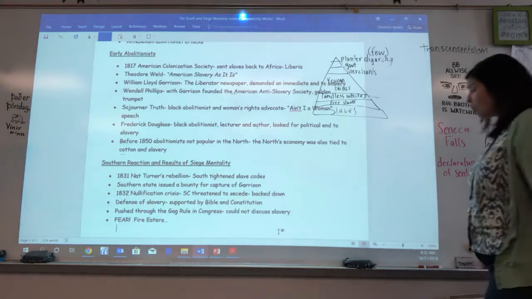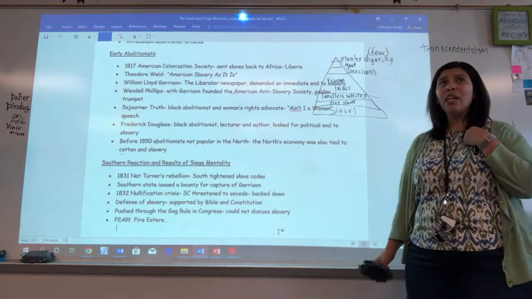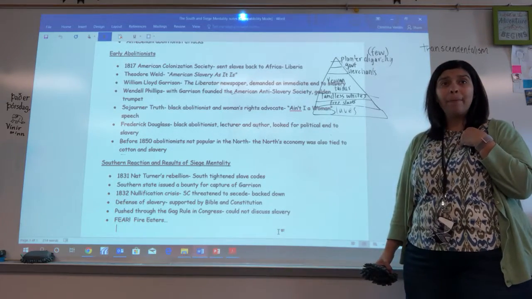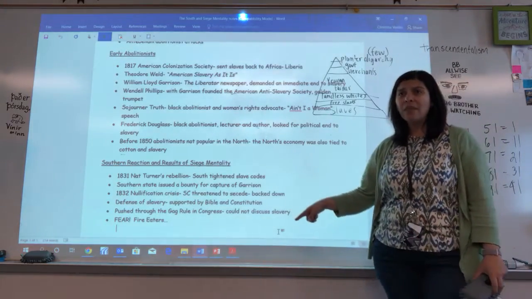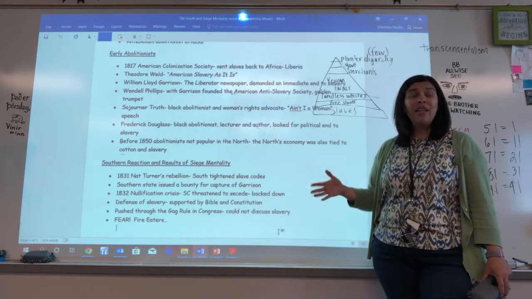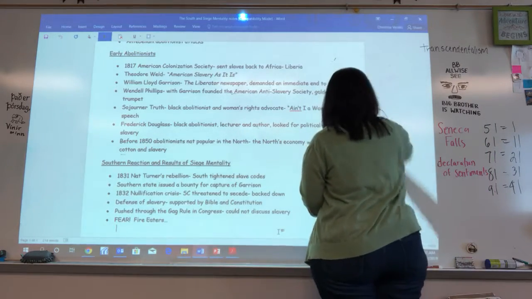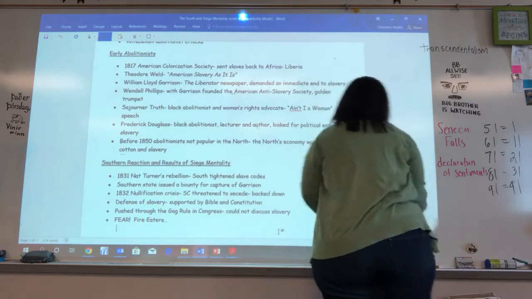And so we know abolitionists are passionate about abolishing slavery, right? The fire eater is the opposite. They're passionate about what? Slavery. And they're going to speak about it. I think you'll see that somewhere in chapter 19, asking you about the difference between the fire eater.